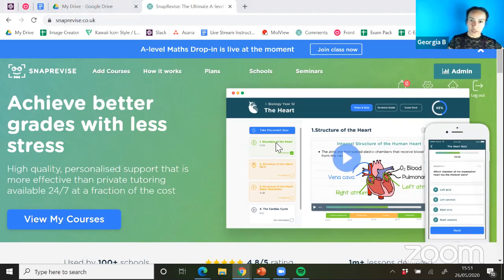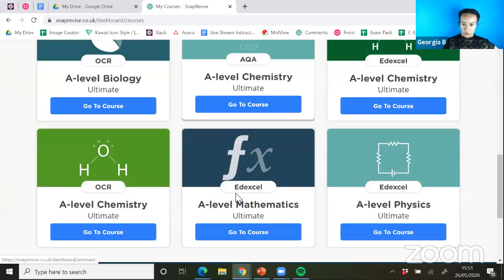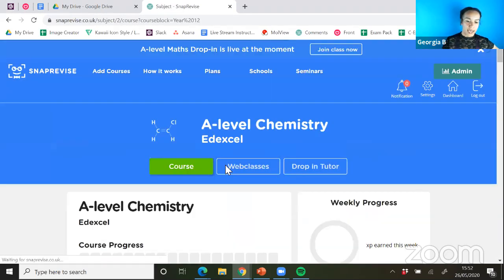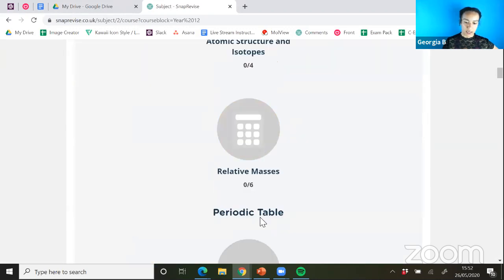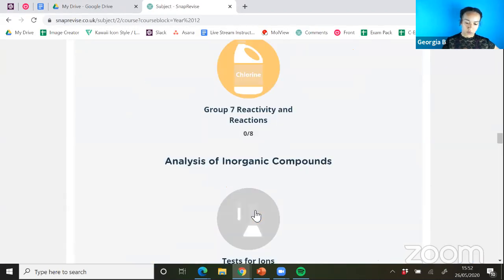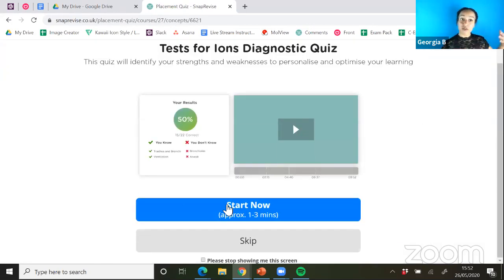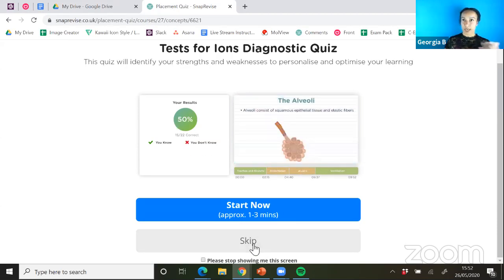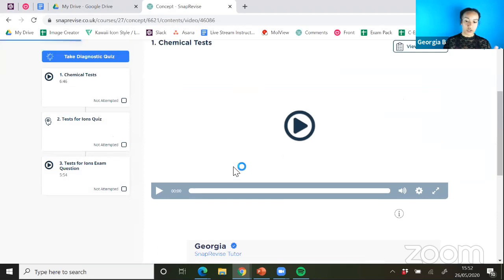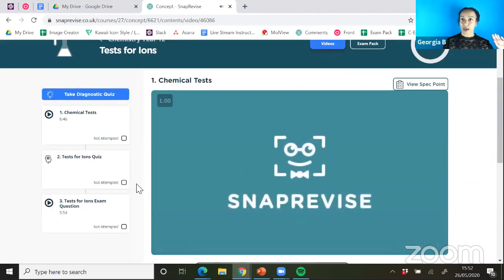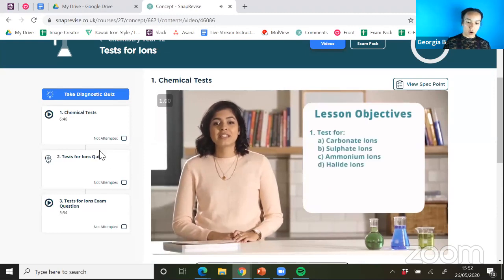So basically what we've tried to do is make a website that has everything you might need to succeed in your A-levels. If you were to sign up for Edexcel chemistry, you would get, in the most basic package, a bunch of videos for all of the topics. You would first do a diagnostic quiz, and it would pick out the topics that you aren't so good at, and then you could watch a bunch of videos to help you consolidate your knowledge and understand what's going on.